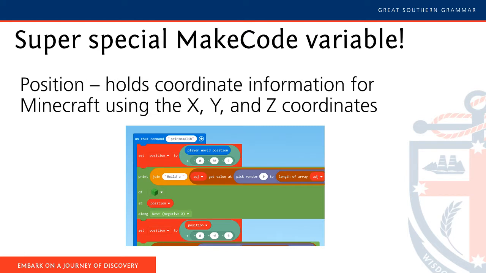Now in Minecraft, there is a super special MakeCode variable called position. You generally won't see this anywhere else, but in Minecraft, a position allows us to hold coordinate information using the X, Y, and Z coordinates. So we've looked at that concept in class, and that's how we move around the Minecraft world, and we know where we are in the Minecraft world. We won't take a look at that one today, but we might do that in some later videos.